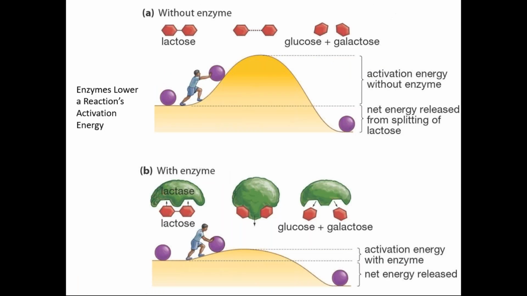So this is a better picture to show you how the lowering of the energy of activation takes place. If a ball has to be pushed across a mountain, and if this is the energy used in the absence of the enzyme, in the presence of the enzyme you see there is not much energy required. This reaction shows the action of lactase on lactose, which breaks down lactose into glucose and galactose. So basically, what you need to understand is that enzymes lower the reaction's energy of activation.